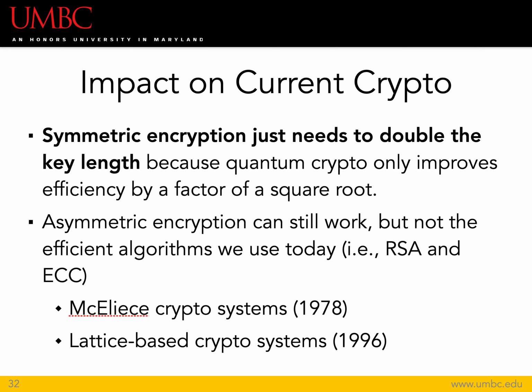So symmetric encryption, you'd probably just have to double the key length, because quantum crypto really only improves the factoring by the square root of the key length. So if you just double the key length of everything, it would be a lot easier to maintain symmetric encryption systems. Asymmetric encryption, it can still work, but definitely none of the systems that we use today, like RSA and elliptic curve crypto. So this is pretty devastating for the entire crypto ecosystem, because asymmetric encryption, although it is computationally problematic for us in terms of efficiency right now, it is mathematically solid in terms of practical implementations.